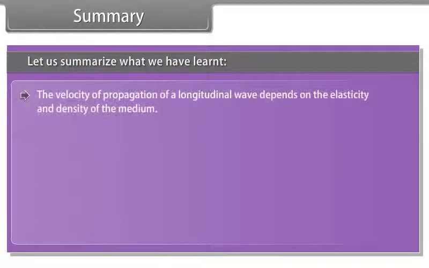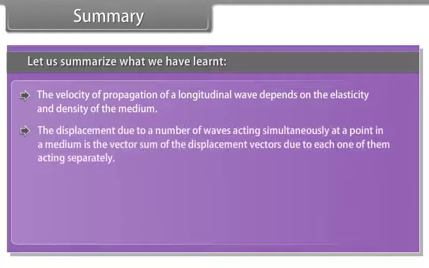The velocity of propagation of a longitudinal wave depends on the elasticity and density of the medium. The displacement due to a number of waves acting simultaneously at a point in a medium is the vector sum of the displacement vectors due to each one of them acting separately.